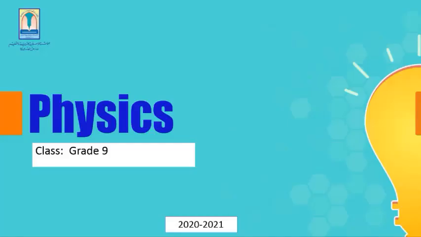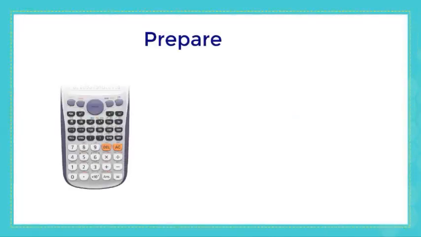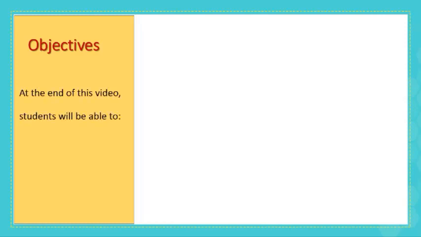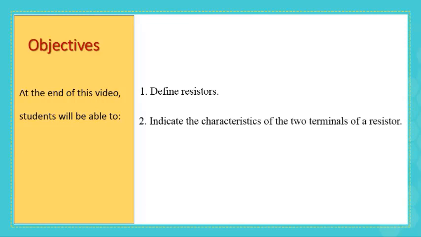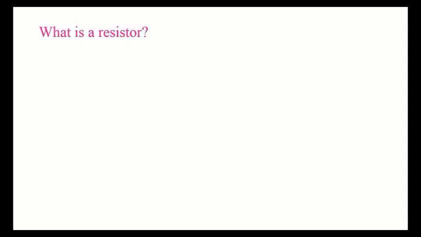Year students. In this video, we will explain a new physics chapter, which is resistors. Let's list the objectives together. Define resistors. Indicate the characteristics of the two terminals of a resistor. Infer the characteristics voltage current of a resistor. State Ohm's law. Let's begin with the first objective.